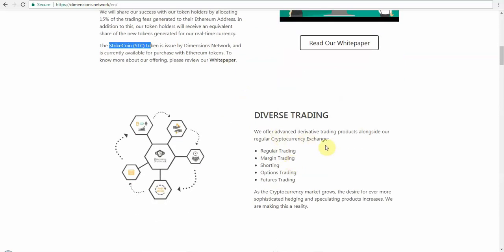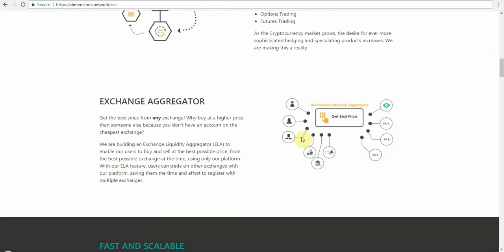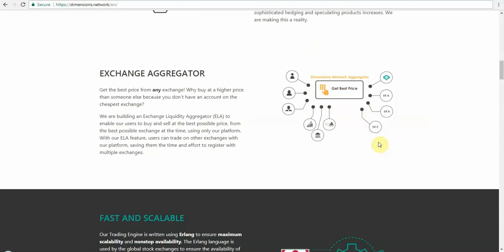Alongside the regular cryptocurrency exchange, they will also offer regular trading, margin trading, shorting, options trading, and futures trading. The exchange aggregator will help get the best price, and as you can imagine, whenever we have traded one cryptocurrency or the other, the prices vary between exchanges, and as an investor, we wish to sell at a higher price and buy at a very low price. Therefore, this aggregator will help us get the best price.